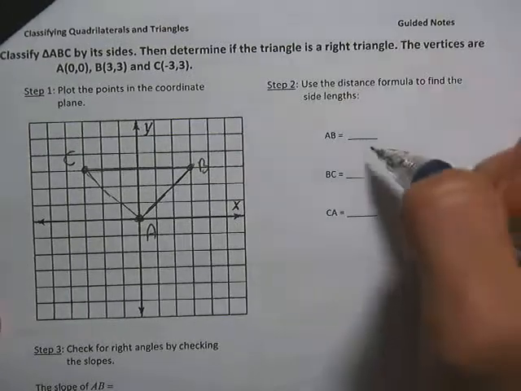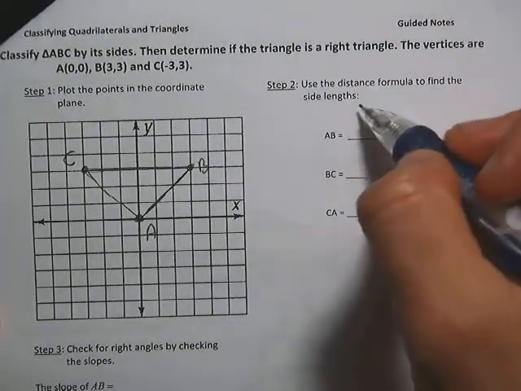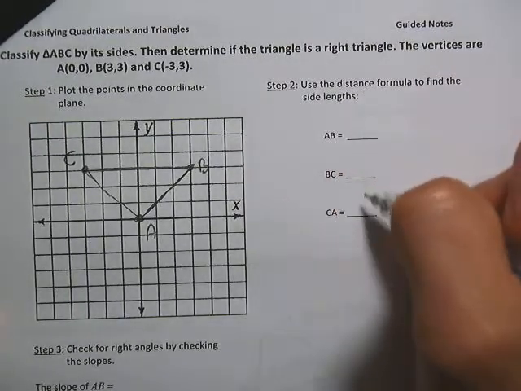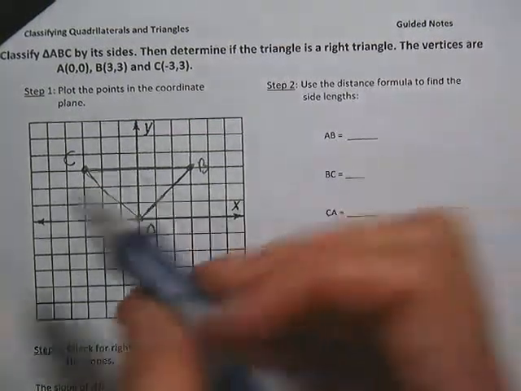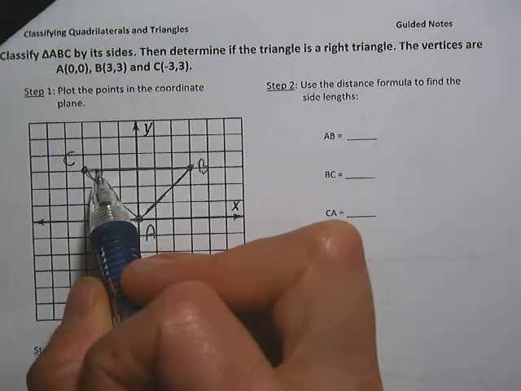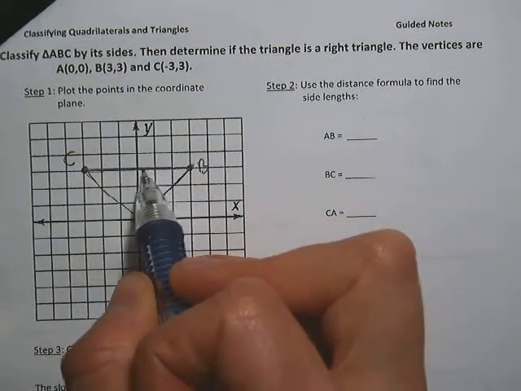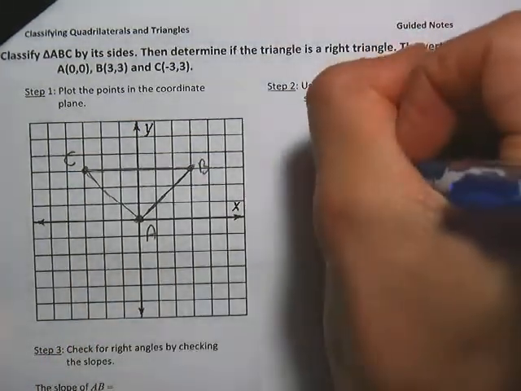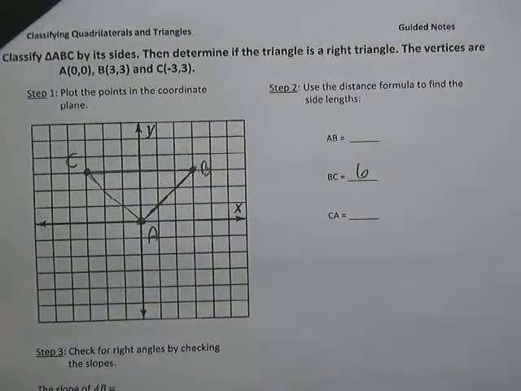Okay. So just like what we did with the quadrilaterals, you're going to start by finding the length of each side, which is like the distance. So this one's easy, so I'm actually going to start with that one. So BC, you can count. So that's 1, 2, 3, 4, 5, 6. So BC has a length of 6. So I'm going to go ahead and do that one.